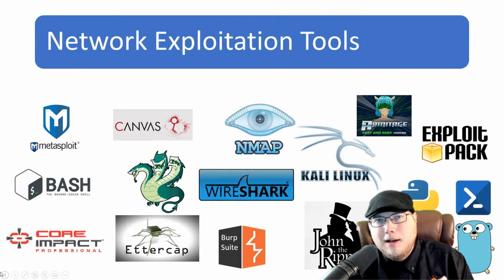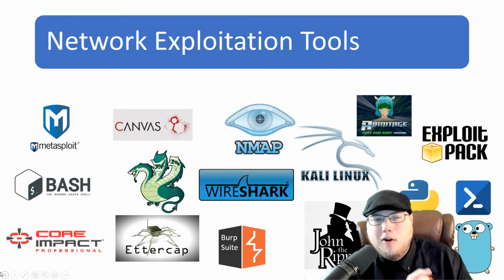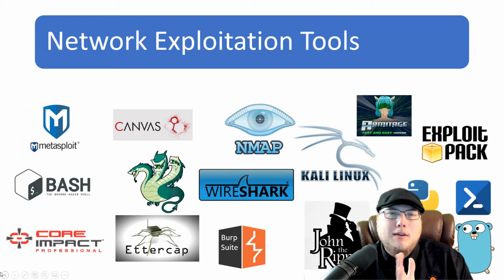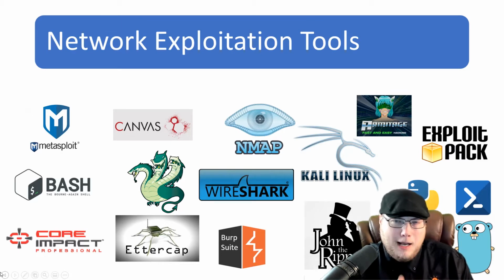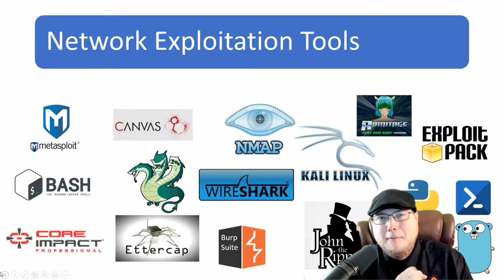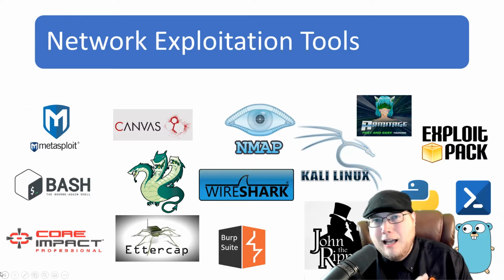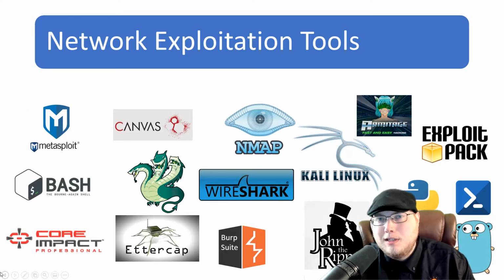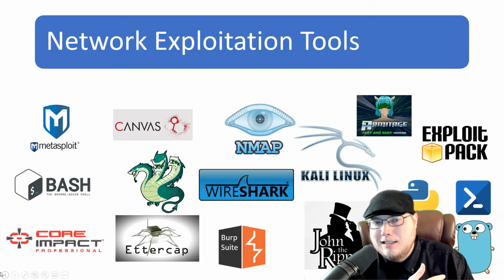Now, when we talk about network exploitation tools, there's a lot of different tools. We have Metasploit. We've already been introduced to Nmap. We have Hydra, Ettercap. We have programming languages such as PowerShell, Python, Go, C++. And I mentioned PowerShell because even though it's not a programming language, as you would typically think of a programming language, it's still very used for hacking and exploit development.